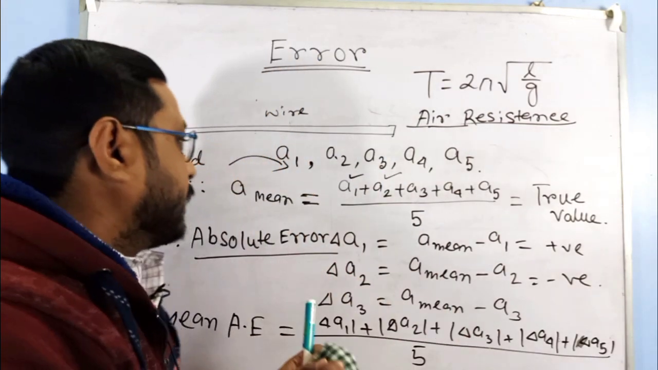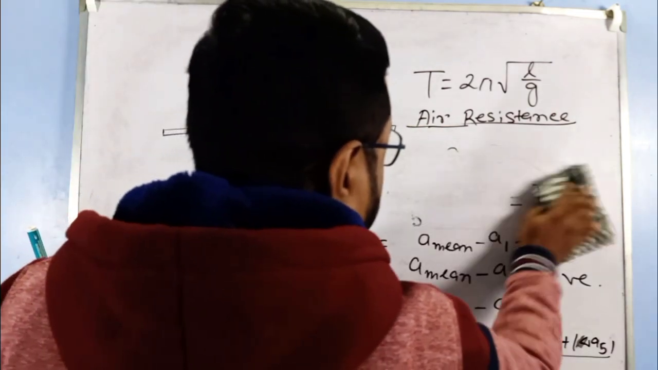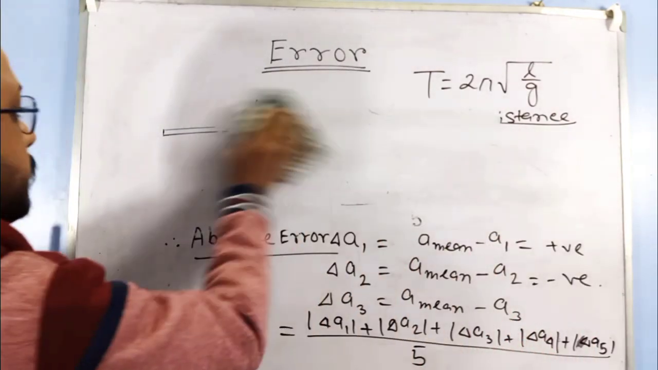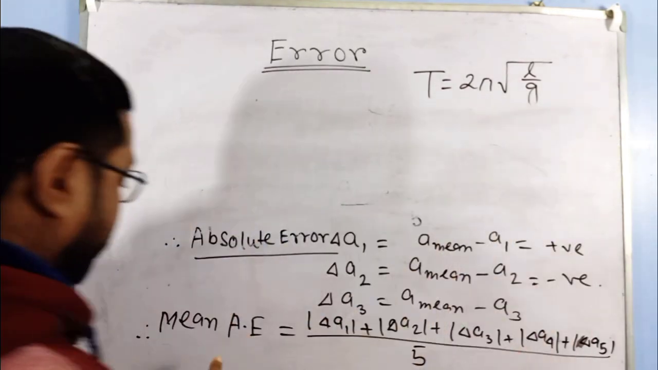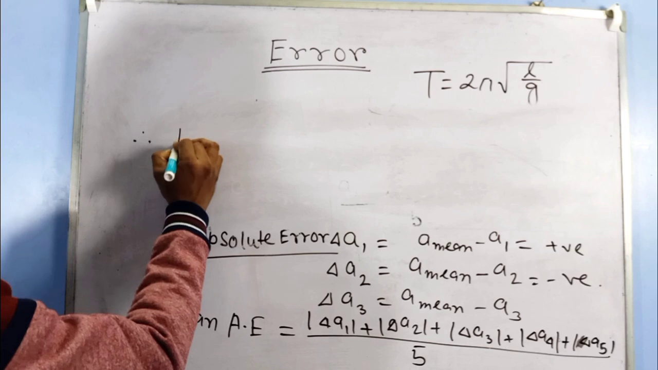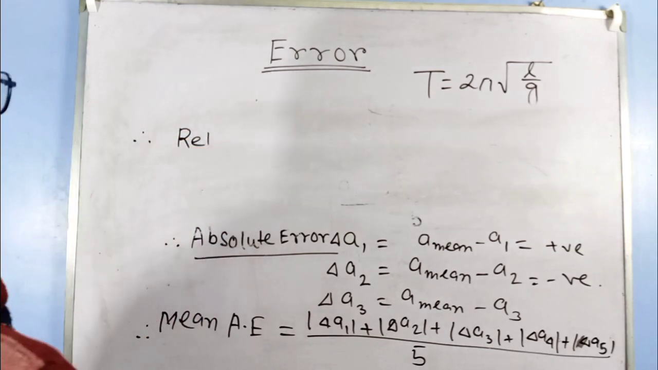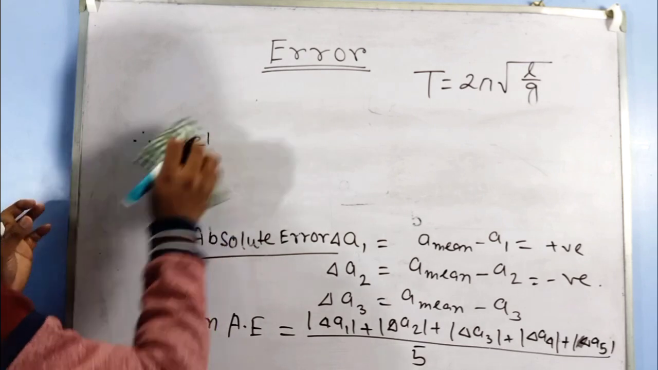You can go with relative error, or so this is mean absolute error, and we can go with fractional error.